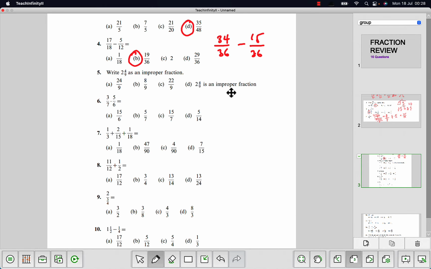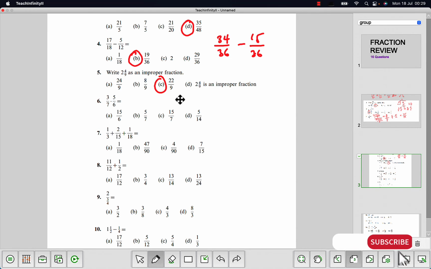We have to write this as an improper fraction. We said that you multiply the denominator by the whole number and you add the numerator to it. So 9 times 2 will give you 18, plus 4 should give you 22. So 22 over 9.